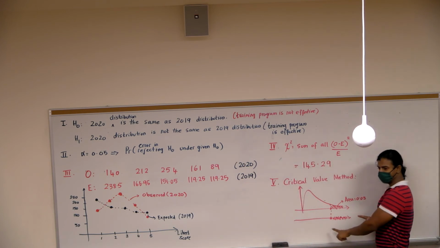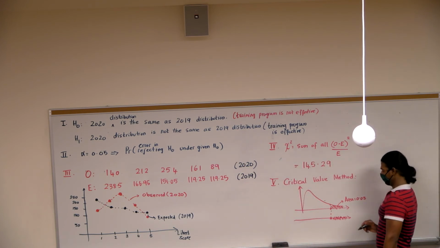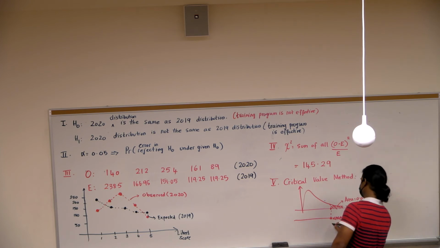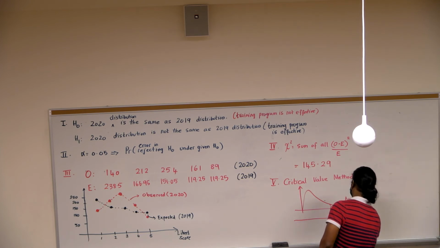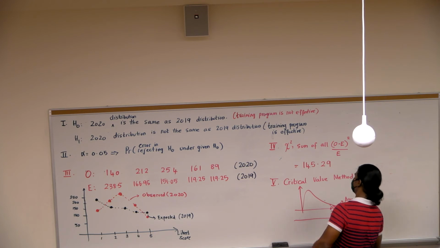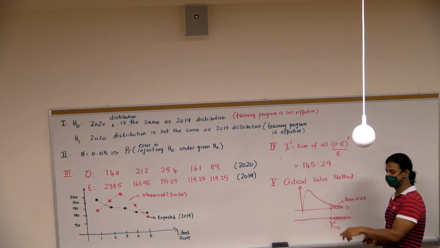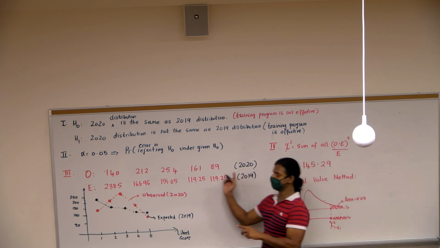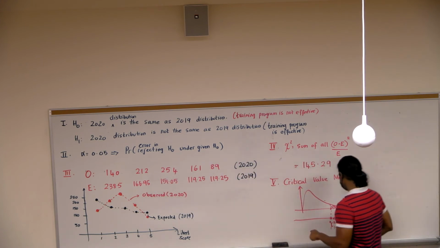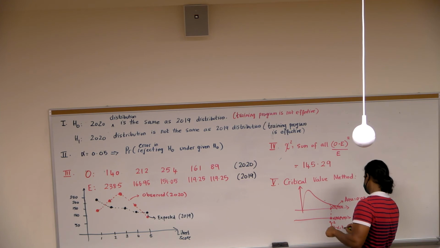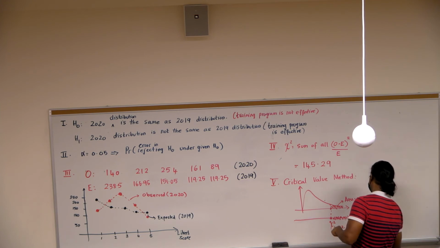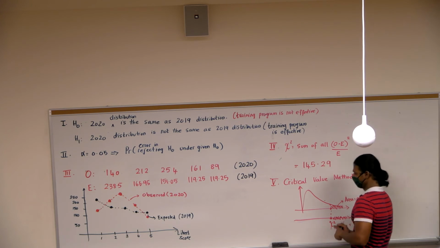And we have to find that critical value. And that critical value is chi-squared 1 minus alpha comma degrees of freedom, which is k minus 1 in this case. K is 5, the number of levels we have. 5 minus 1 is 4. So we need to find chi-squared 0.95 comma 4.